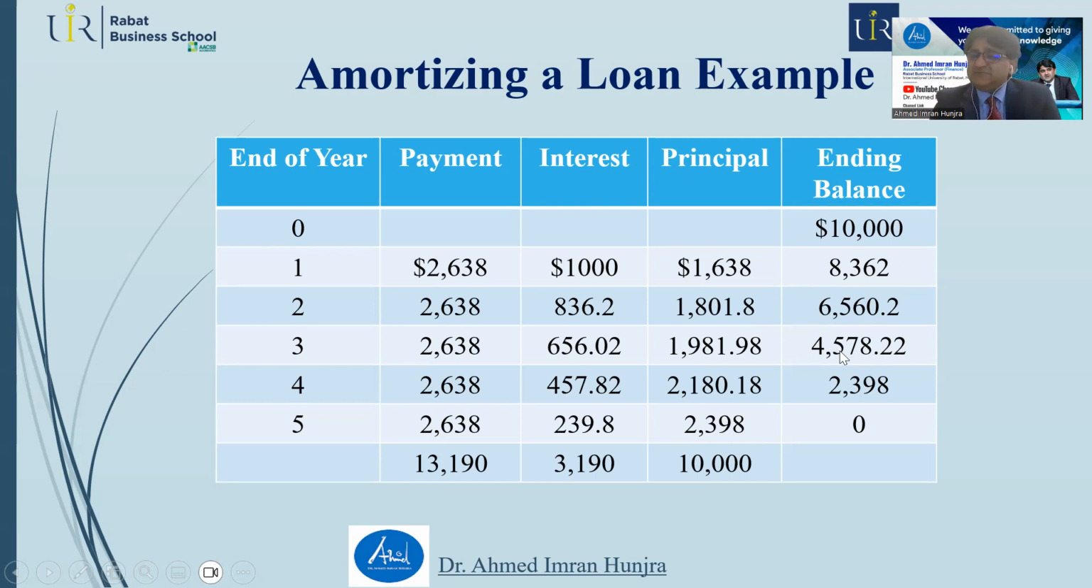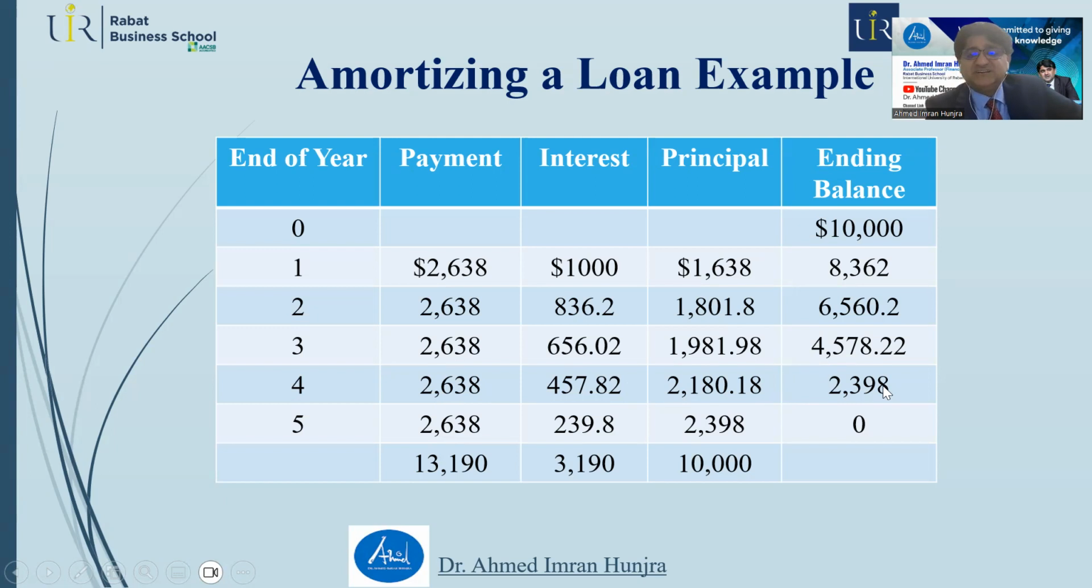So we are left to pay 4,578.22. The interest rate is 10%, so 457.822 is the interest payment. Then what we totally paid, 2,638. This minus this amount, we are left with 2,180.18. This is the principal amount, and this principal amount will be subtracted from the last time period balance. So 4,578 of the last time period balance minus this amount, we are left with 2,398.